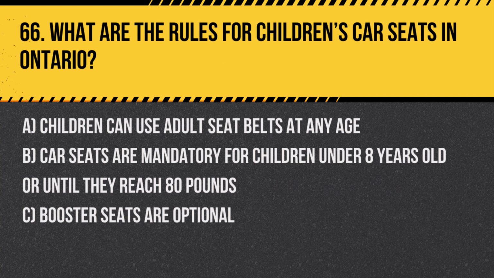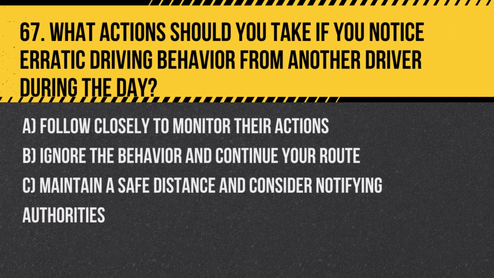Question 66. What are the rules for children's car seats in Ontario? A. Children can use adult seat belts at any age. B. Car seats are mandatory for children under 8 years old or until they reach 80 pounds. C. Booster seats are optional. Answer: B. Car seats are mandatory for children under 8 years old or until they reach 80 pounds. In Ontario, children must use car seats or booster seats appropriate to their age, weight, and height to ensure their safety in vehicles.